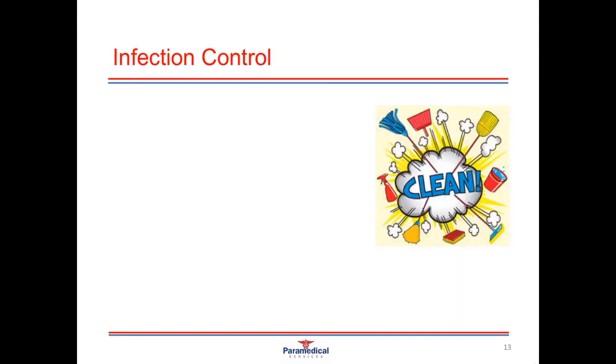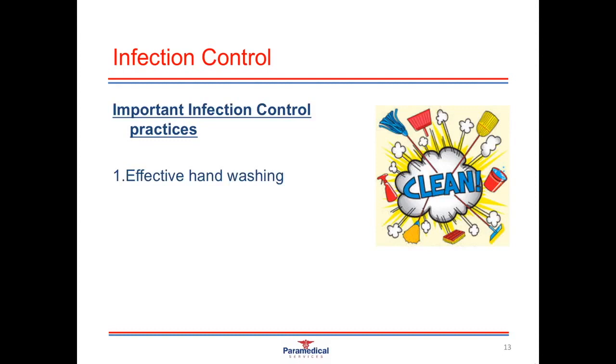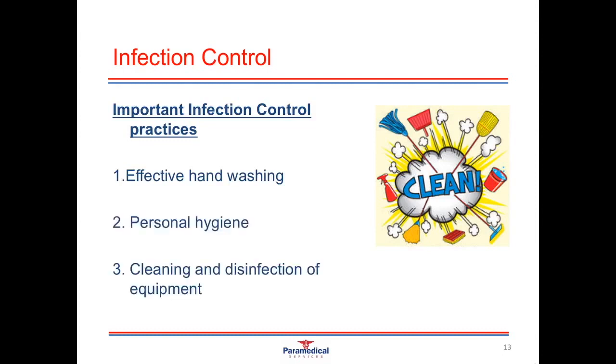Infection control practices are very important for breaking the chain in the spread of disease. Some important infection control practices include effective hand washing, personal hygiene, and cleaning and disinfecting of our equipment.